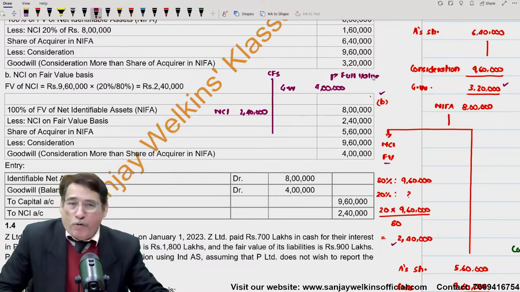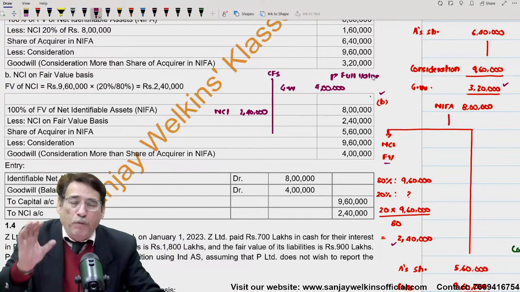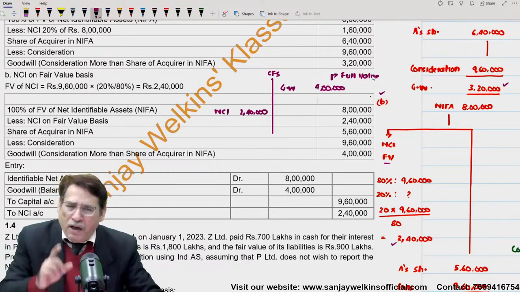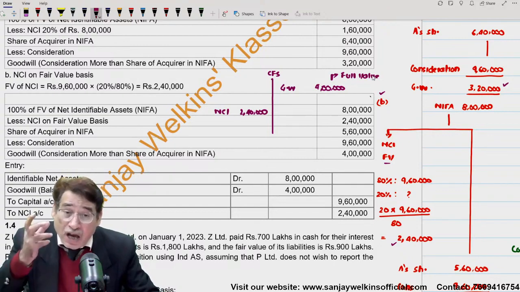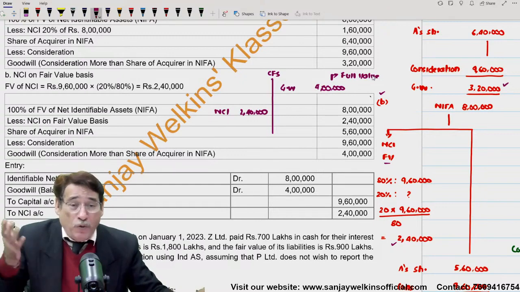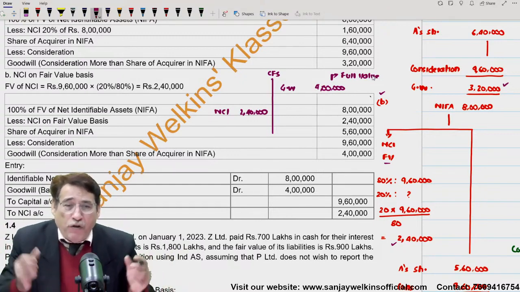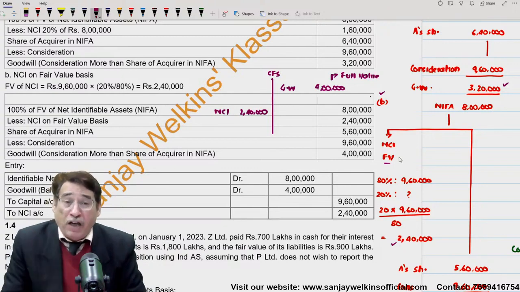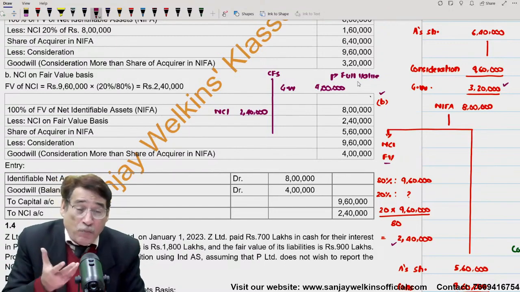Suppose a particular question says, compute the amount of goodwill on full cost basis. Immediately, it must strike you that in this case, you will have to compute the NCI at fair value, because you cannot get goodwill at full cost unless you compute the NCI at fair value. Is it clear to you or not? That is why you must be aware of these terms.